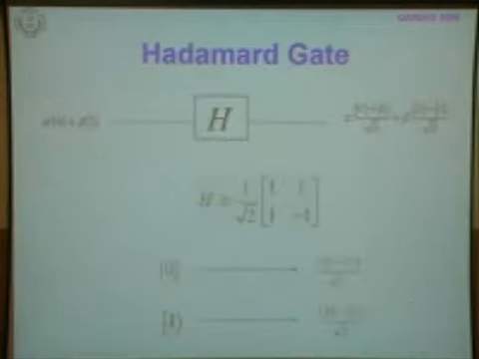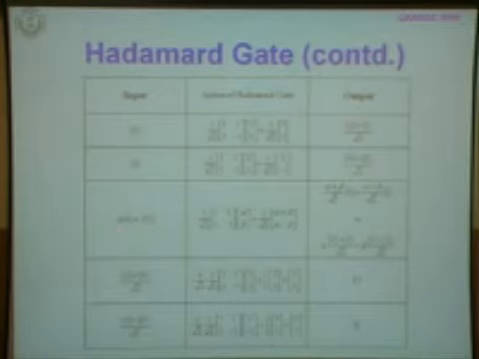Hadamard gate is another interesting gate. It converts a 0 to 0 plus 1 by root 2 and 1 to 0 minus 1 upon root 2. This is the matrix representation. So you can see if you give the input as alpha 0 plus beta 1, what you get is this. Then this is some summary of action of Hadamard gate. If this is the input, this is the output. 1 gives 0 minus 1 by root 2. Superposition of both alpha 0 plus beta 1 gives this. You can rearrange the terms. 0 plus 1 by root 2 gives us back 0. 0 minus 1 by root 2 gives us back 1 again.